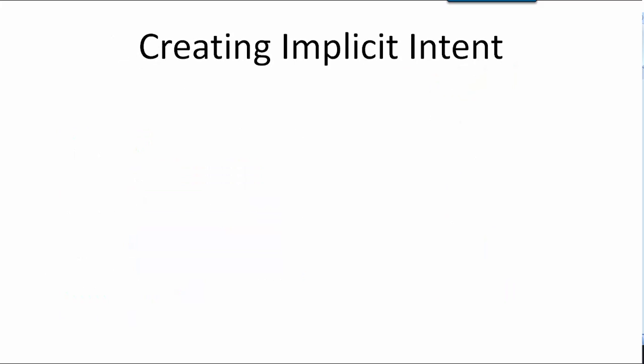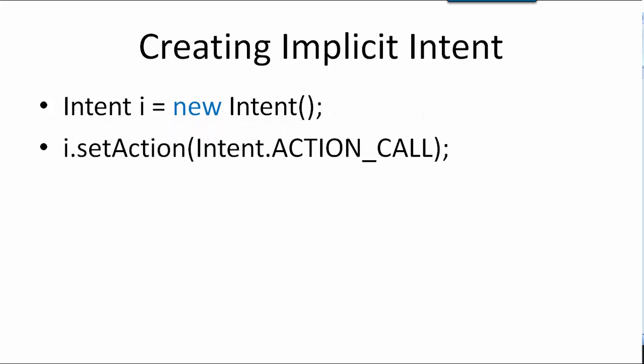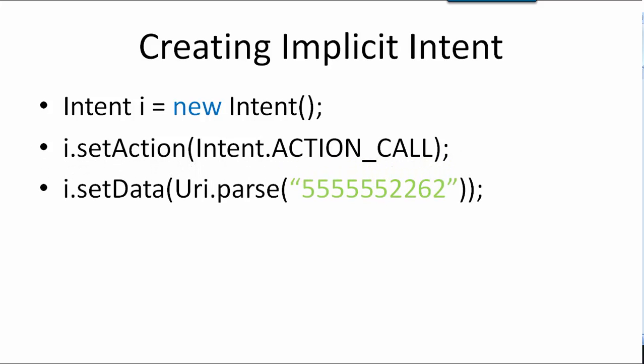Now, how do you create an implicit intent? First, you create a new intent object with a default constructor. Then you can set the data and the action. And lastly, you call startActivity method and pass the intent object to it.